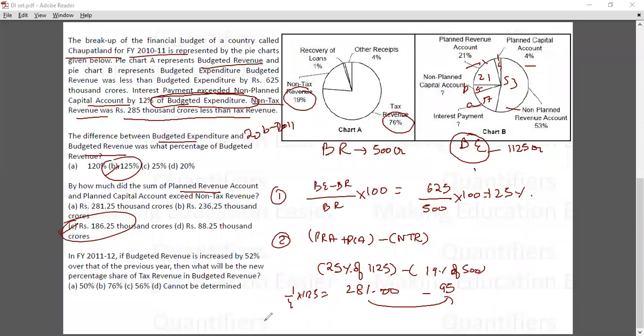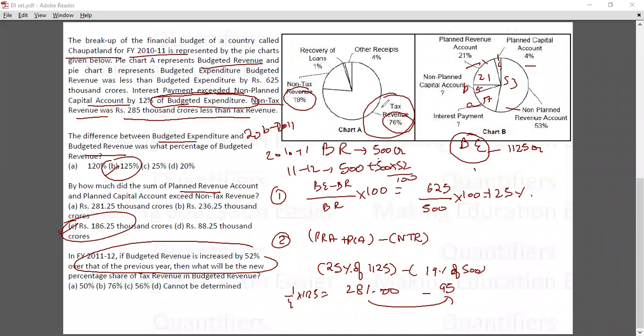For the third question he says that if the budgeted revenue is increased by 52% over the previous year, यानी 500 था 2010-11 में, 11-12 में उन्होंने क्या किया, इसको 52% बढ़ा दिया, 500 plus 500 का 52%. So what will be the share of X revenue in budgeted revenue? So when I talk about X revenue, I can say that we cannot determine it because this is the percentage for 2010-11. What will it be for 2011-12? We seriously don't know. So we will say that this cannot be determined.